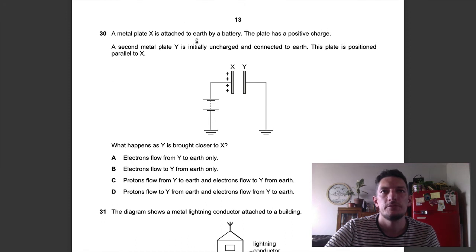Metal plates attached to Earth by a battery. Yeah, this symbol means Earth. The plate has a positive charge. A second plate is initially uncharged and connected to the Earth. What happens if you bring Y close to X? Wow. It's positive charges here. It's going to attract negative charges here. So because negative charges get attracted here, the electrons actually flow up from the Earth towards Y.